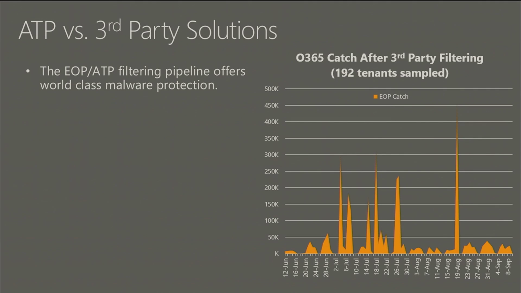So I tested that theory. I went out and looked at 192 tenants who have a third-party solution. This is actually all one third-party solution, bolted on in front of O365. And I looked at what did we catch in O365 after that filtering. So over the last 90 days, there were 3.5 million messages that we caught in O365 that were missed by those other solutions. And that's because we've got this pipeline that's able to work together from end to end.